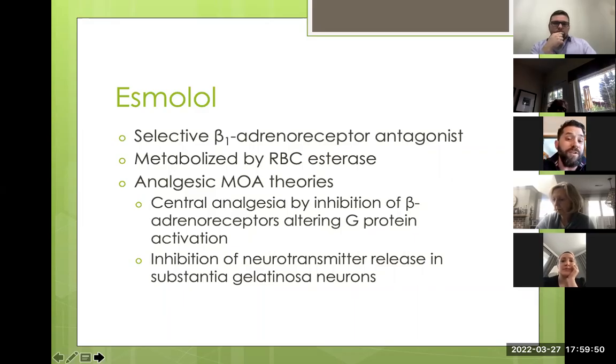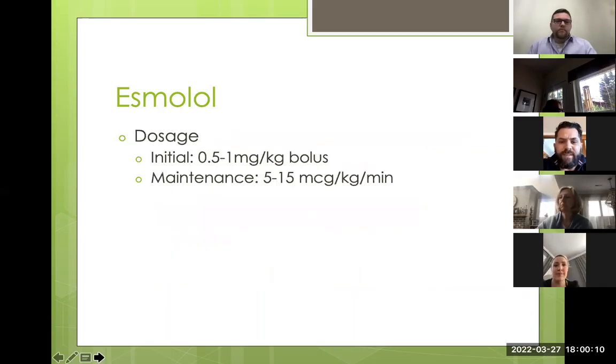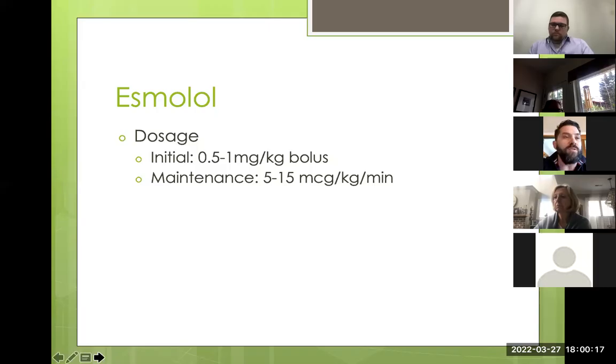I really push for the use of esmolol if you really want to try OFA and you think the only thing that you need to give fentanyl for is induction. Just give 30 to 50 milligrams of esmolol on induction, and it'll blunt the sympathetic response to laryngoscopy. The initial dose is 0.5 to 1 milligram per kilo, and if you wanted to do an infusion, run it at 5 to 15 mics per kilo per minute. I typically use, if I'm going to use it, a 0.5 milligram per kilo bolus.